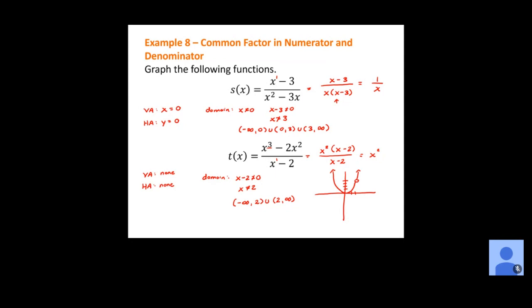So since it's simplified down to x squared, it is that parabola with a vertex at the origin. And the only thing we have to worry about is the fact that 2 is not included. And so you do have a hole at x equals 2 this time. Any questions on that one now?